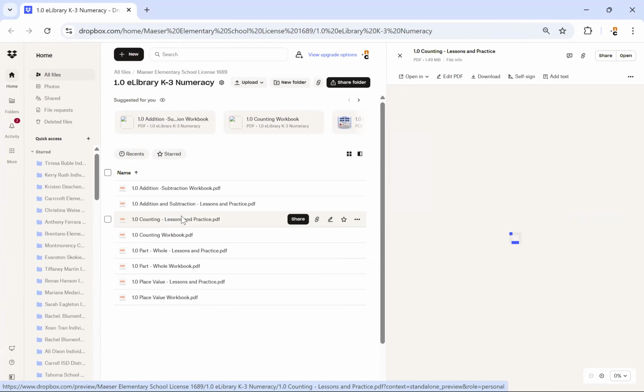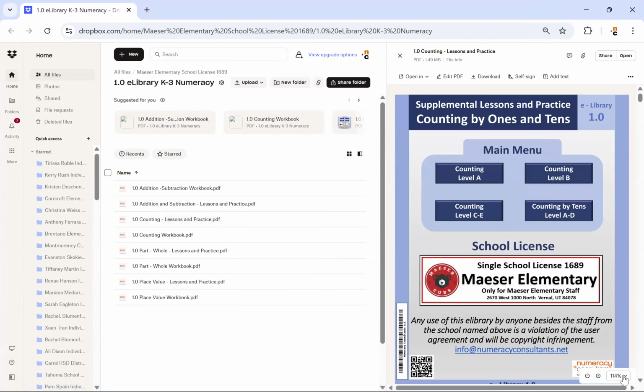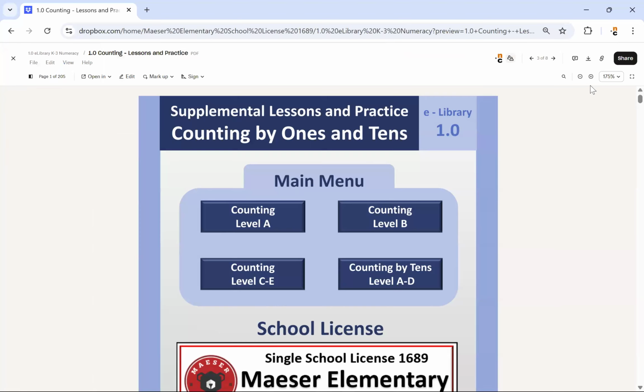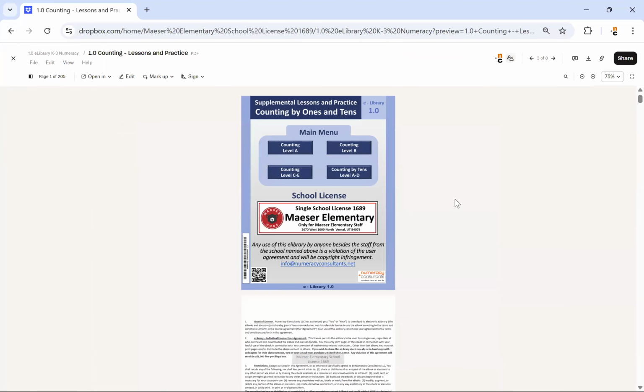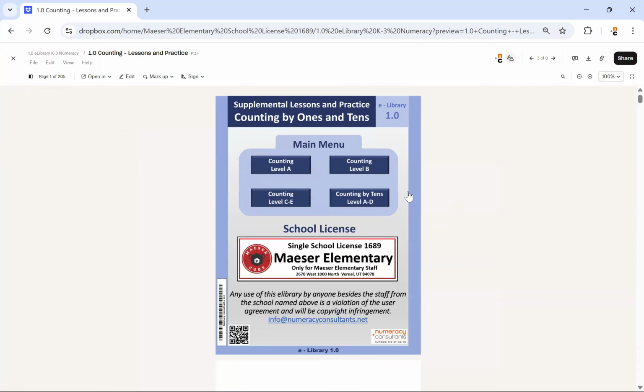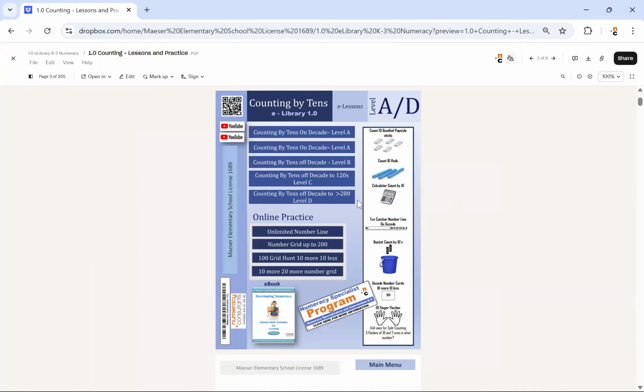Okay, so for this one, let me get this opened real quick. Go to 75. The way that this one's set up, we can probably go to 100. Again, you have your counting level A, level B, level C through E, and then you have counting by 10. So we're working on counting by tens. And then the way it's structured, you have level A, we're on level B.